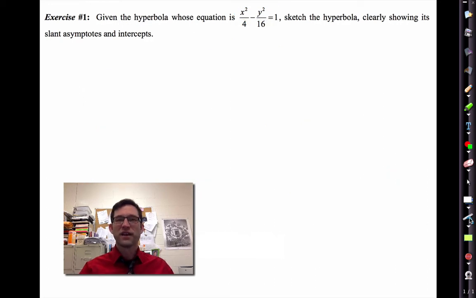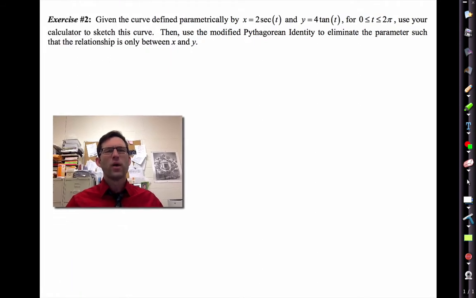All right, let's move on to the next exercise. Given the curve defined parametrically by 2 times the secant of t and 4 times the tangent of t, we want to use the calculator to sketch the curve. Then we're going to use the modified Pythagorean theorem to eliminate the parameter such that the relationship is only between x and y. All right, well, if we're going to use our calculator, we're going to use our calculator.